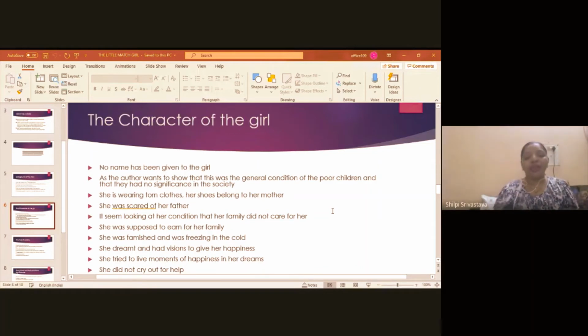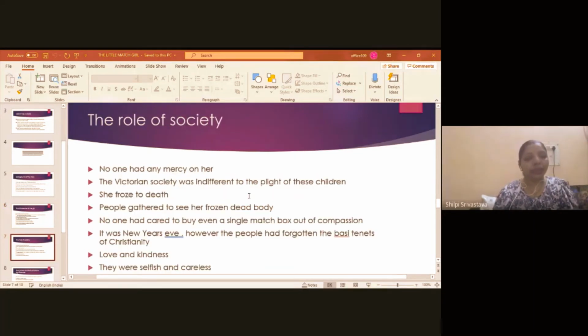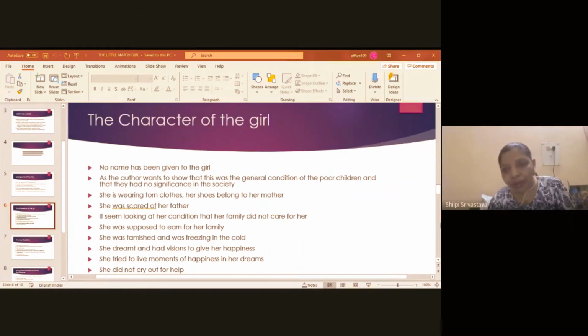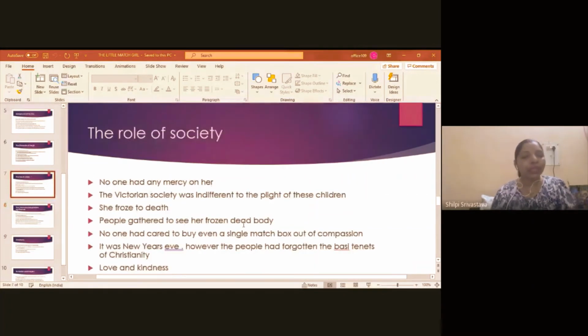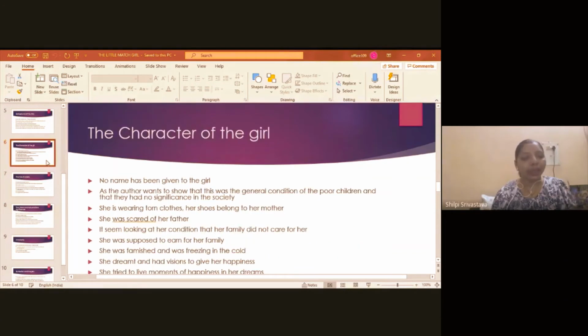And further, as we see, this girl did not cry out for any kind of help. So what do we see? The girl had a lot of self-respect. She did not cry out for help. She did not beg in front of people for any kind of money. And she simply sits in the corner trying to keep herself warm. She did not even knock at any door.